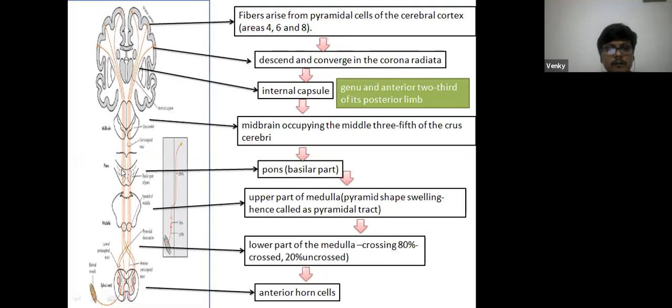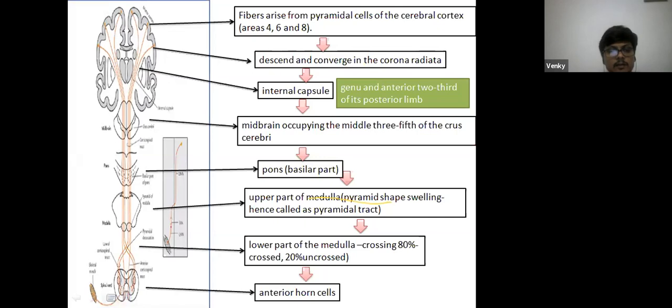The corticonuclear fibers will end at the nucleus level, basilar part level, and then it enters the upper part of the medulla and forms a pyramid-shaped swelling. Hence, it is called the pyramidal tract. While entering the lower part of the medulla, decussation of the pyramidal fibers occurs. 20% of the fibers will be uncrossed and 80% will be crossed. And it enters into the spinal cord, cervical spine and the other levels, and ends at the anterior horn.